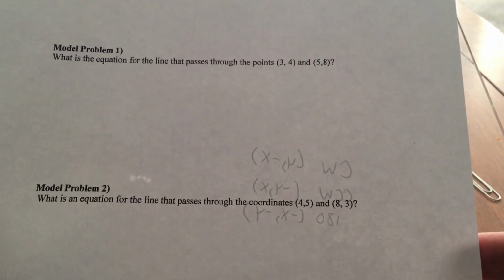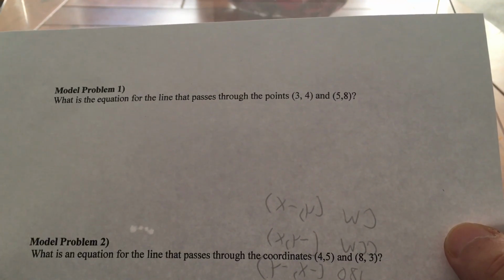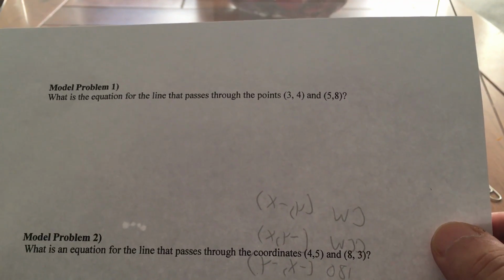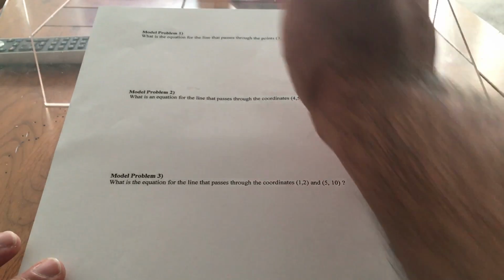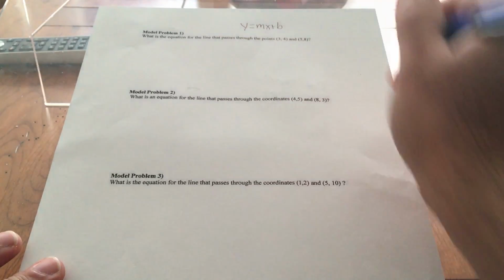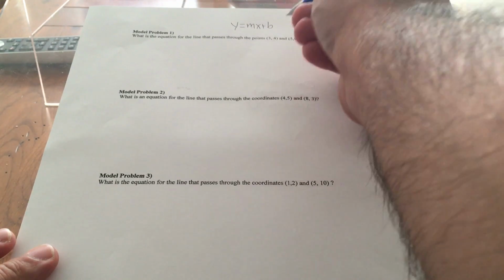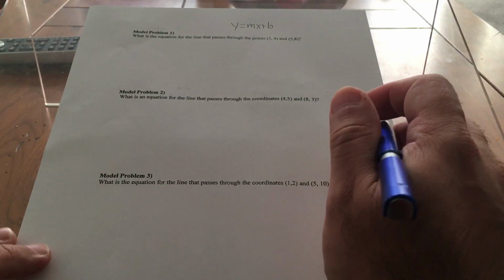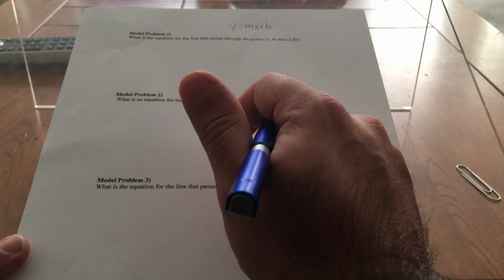Just so you can see this paper a little better, they're all written the same with different coordinates. Your model problem 1 says, what is the equation for the line that passes through the points (3, 4) and (5, 8)? Remembering that we're going to use this y equals mx plus b equation, we have to figure out a way to find m from these coordinates and find b from this. So our first step is going to be to find the slope given a pair of coordinates.